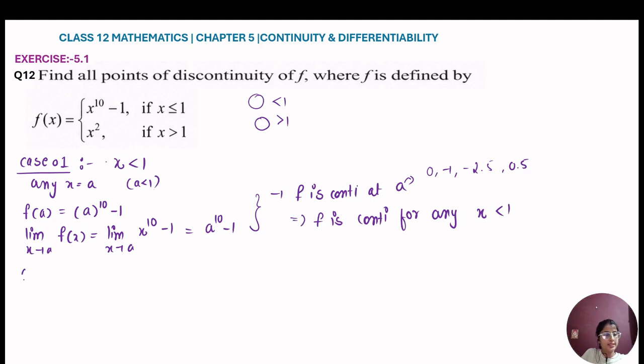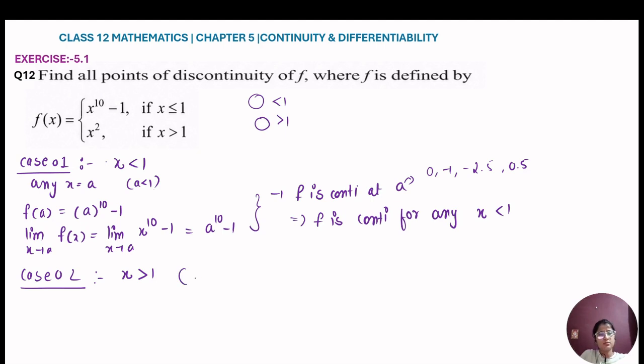Now, what will be case 2? Here our case 2 will be when x is strictly greater than 1. For strictly greater than 1, we do the same thing. Start with an arbitrary point, find its function value, find its limit value, and if they are the same, then the function is continuous at that point. If they are not the same, then it is discontinuous at that point.